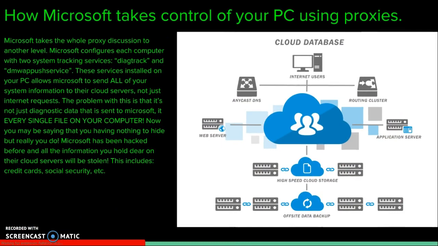Now, this is how Microsoft takes control of your PC using proxies. This is a very good diagram. As you can see, all your analytics, your DNS, your routing clusters, all your information is sent to the cloud server. This is the most important part, the cloud server. This is what millions of people in the world use to store their files, and that's incredibly dangerous. So I'll get to explaining that.